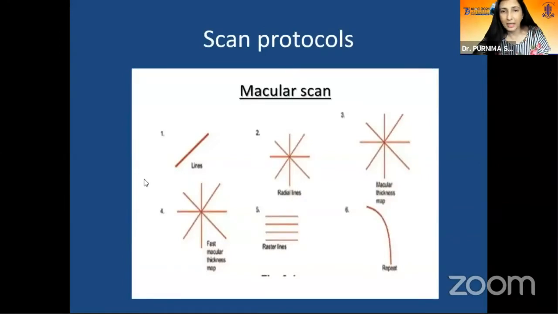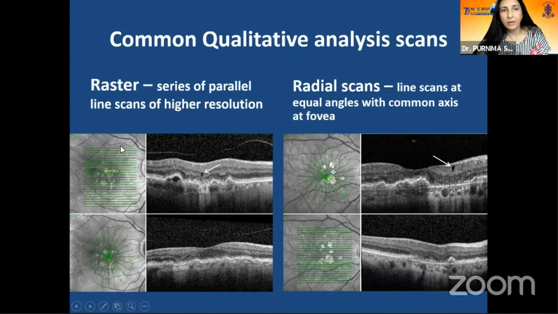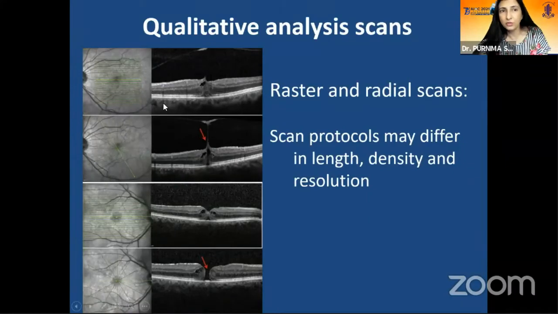Now, these are the different scans that are usually done. A line scan appears like this, across and single, but they have good resolution. But the disadvantage is that the area seen is very limited. So the preferred scans are a raster or a radial. The raster has parallel horizontal scans of high resolution, while the radial scans are lines passing through the fovea at regular equal angles. The advantage with both of them is that they are able to pick up even very small lesions which may be missed otherwise. So there are just a few examples where you can see the radial and the raster.